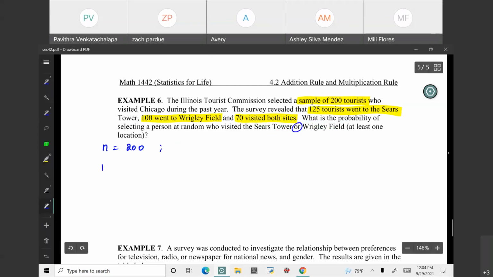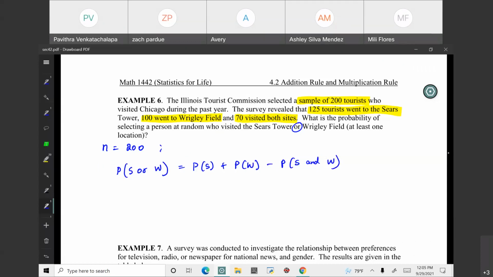You have to find the probability of, I'll just represent with S, P of S or W. Here's the same formula. You just have to identify the values. P of S plus P of W minus P of S and W. What is P of S? 125, right? P of S is 125. P of W, 100. P of S and W, 70.